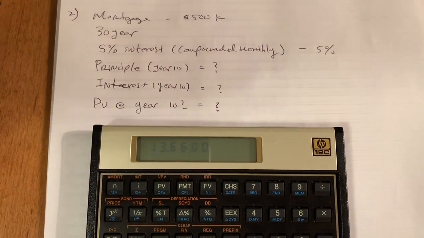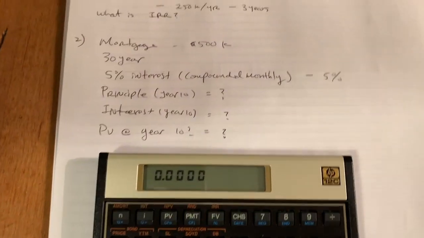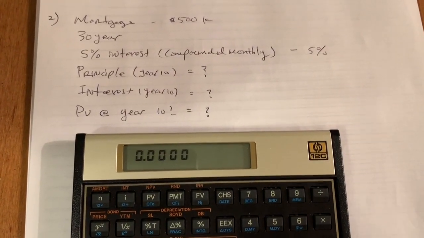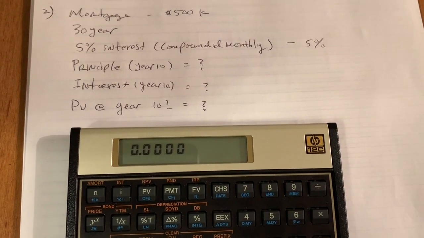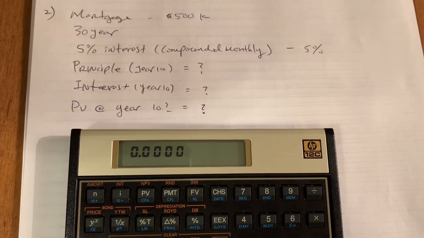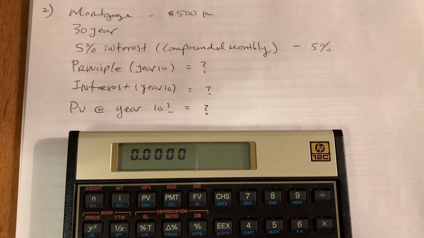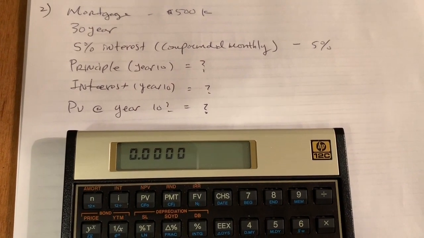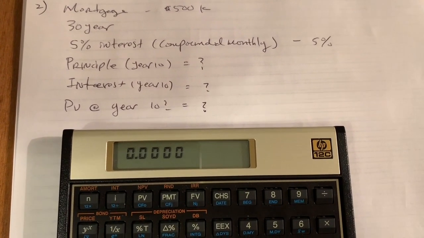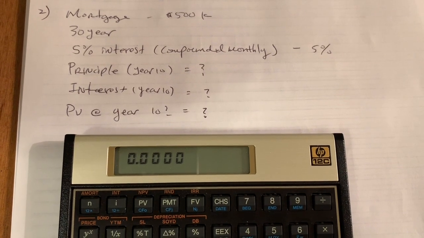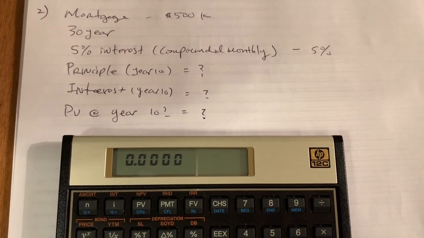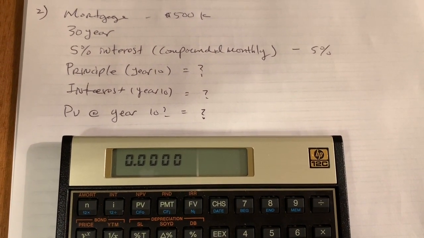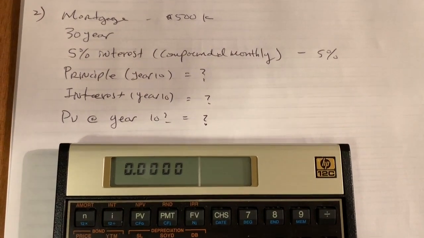So the second problem says I got a $500,000 mortgage. I bought a house for, let's just say $700,000, I put $200,000 down. Maybe it was like 23%, whatever, down, and I financed 500. 30-year loan, 5% interest, compounded monthly across the 30 years. What is the principal and interest that I paid after 10 years of that loan?